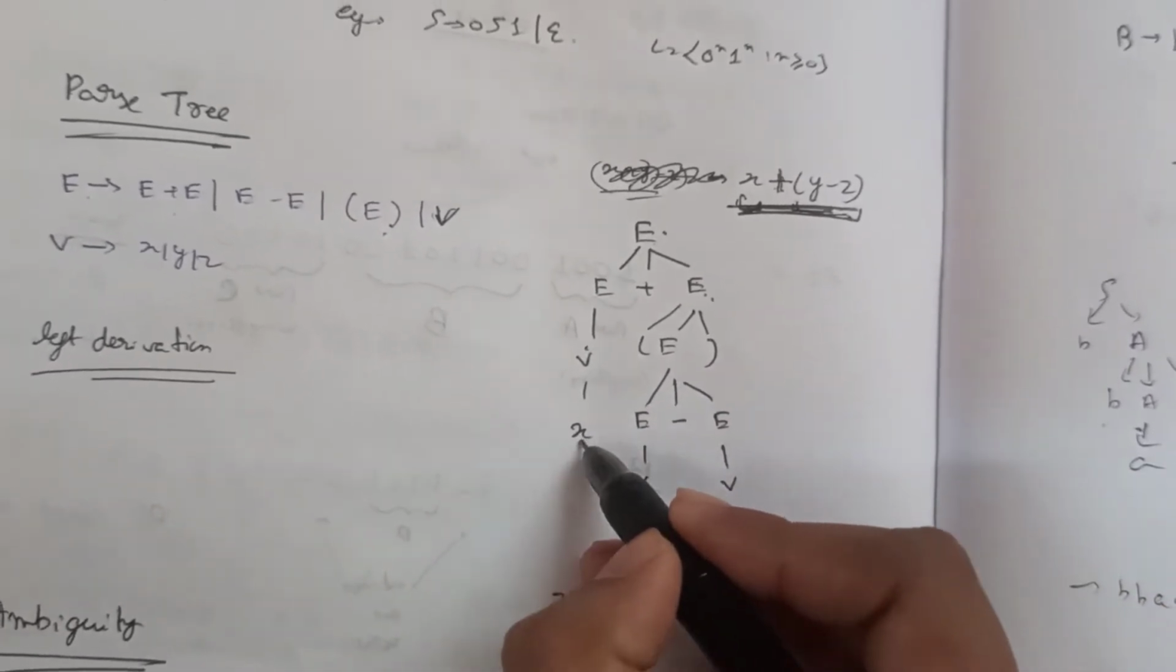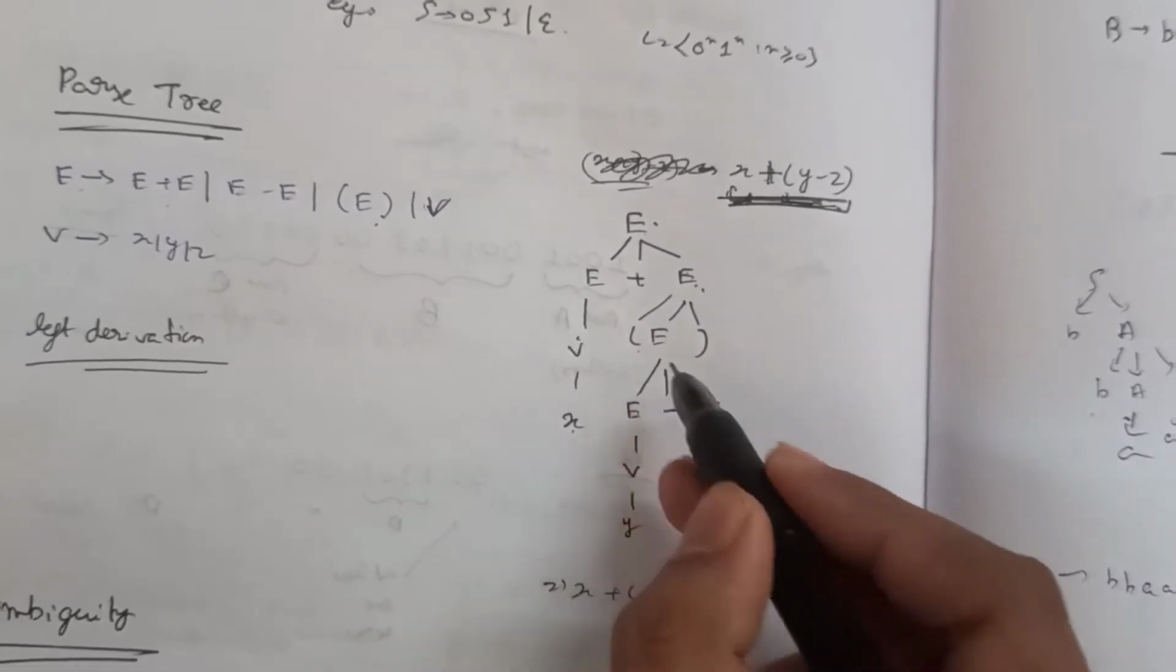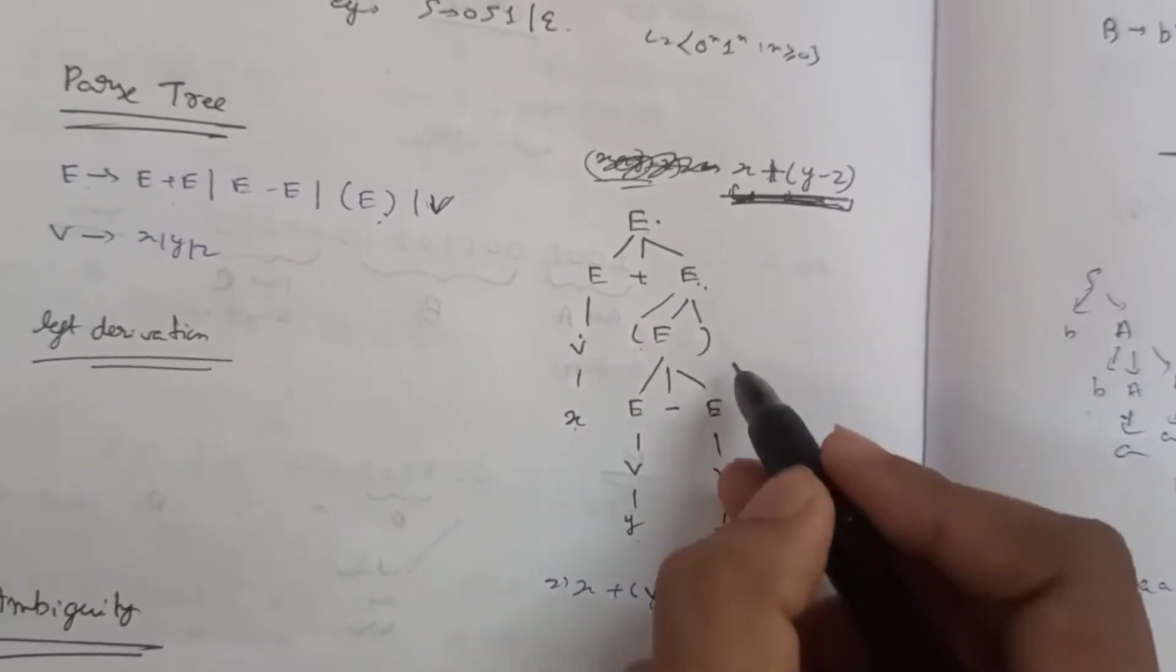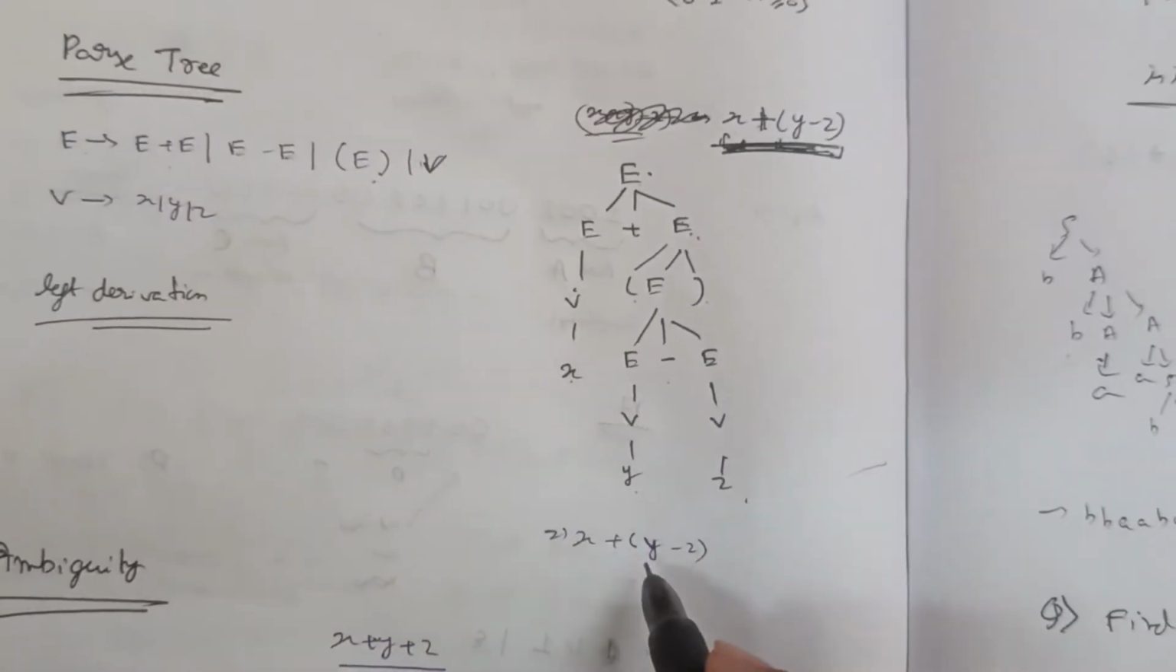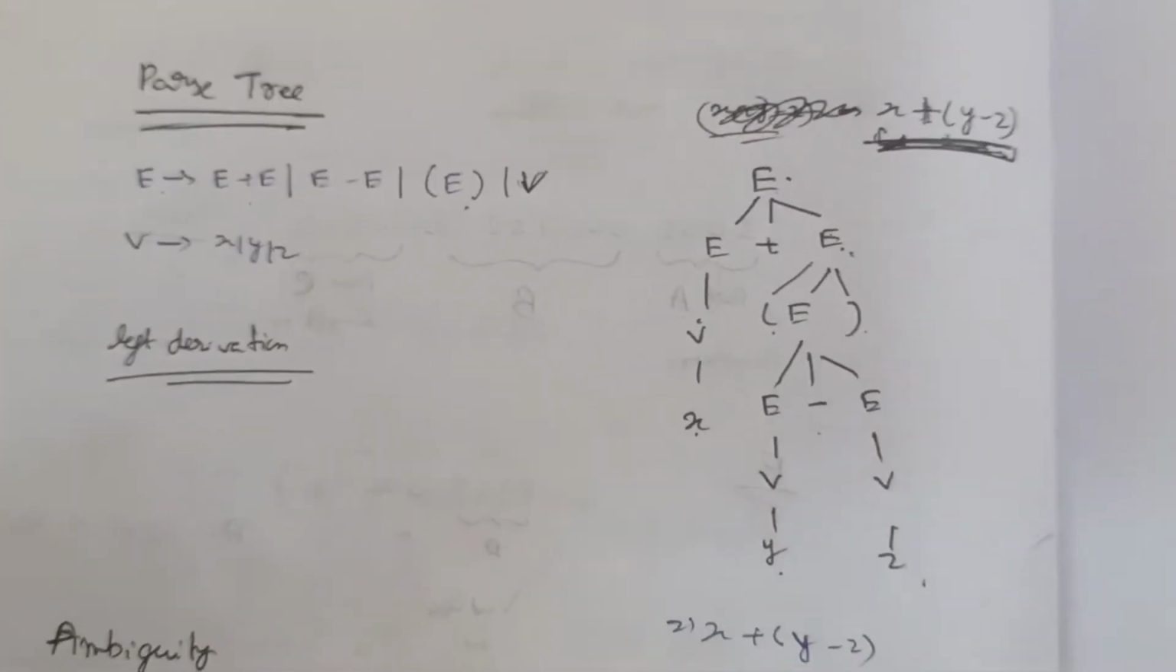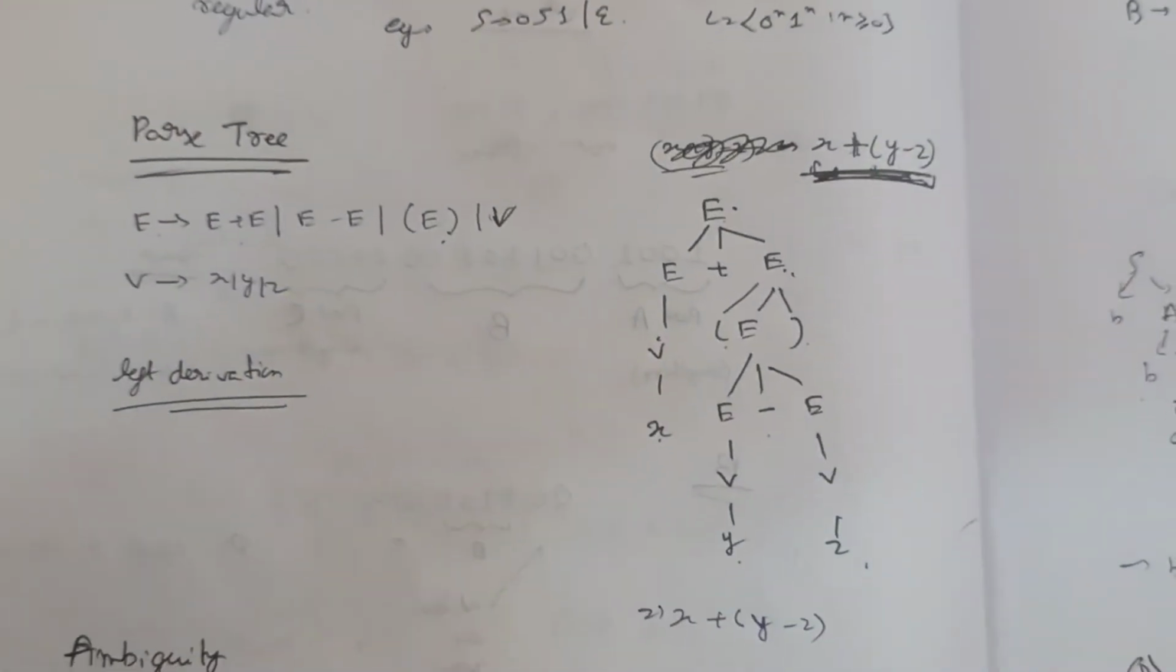So it will be what? x plus bracket y minus z bracket close. So that's how we need to make a parse tree.